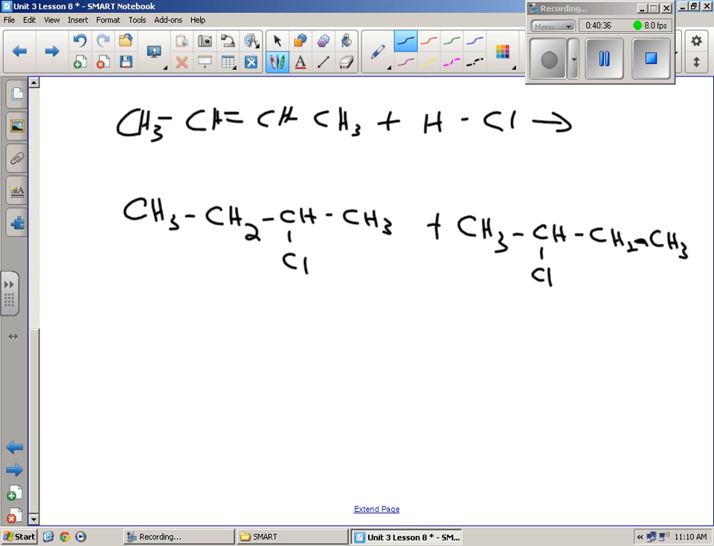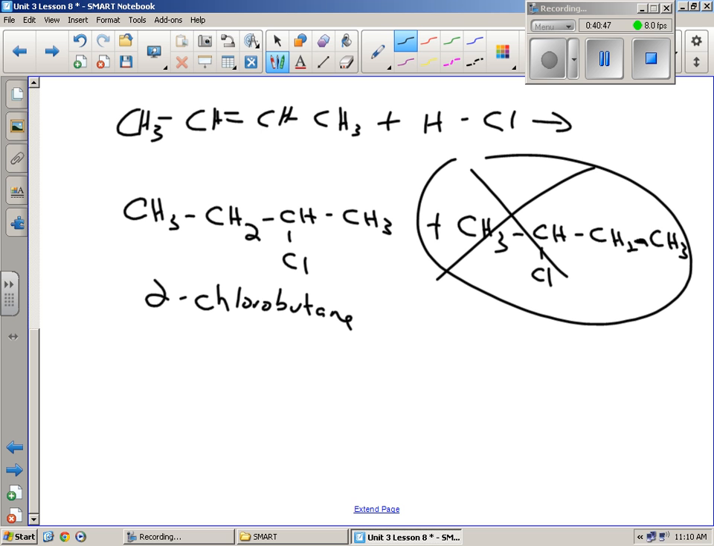Right? So in this case, whichever one you decide is going to be your only option here. So 2-chlorobutane, we don't need that one because it's the same, right? They're both 2-chlorobutanes, so there is only, in fact, one possible structure for this one. Okay?